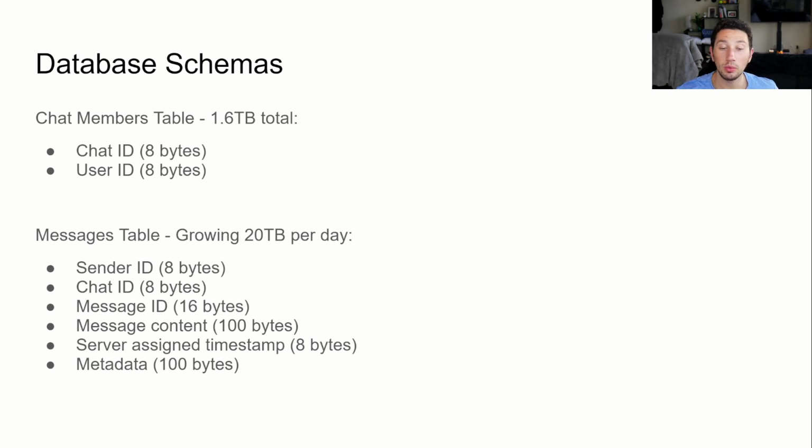Next, we can consider how we want to represent messages. Each message has a sender ID, a chat ID, a server signed timestamp, and a message payload. There's probably also some metadata too about where the message was sent from. In total, let's imagine this comes out to about 200 bytes. We need to add 20 terabytes of data per day just to accommodate 100 billion messages.